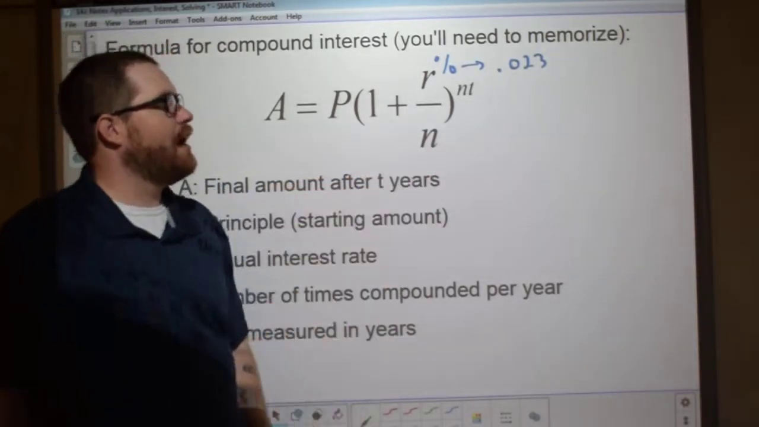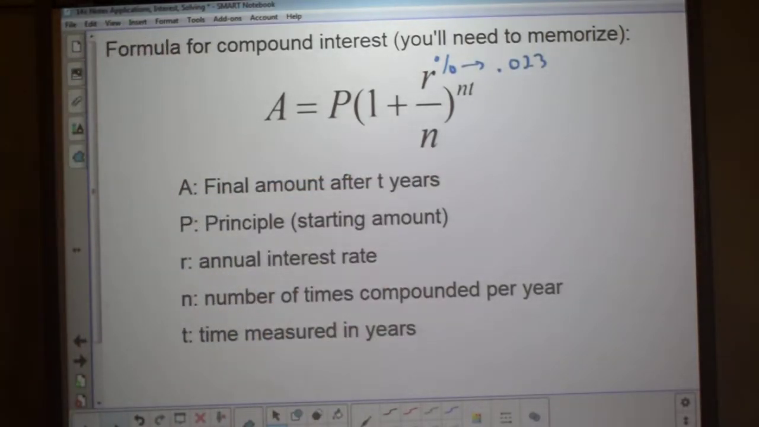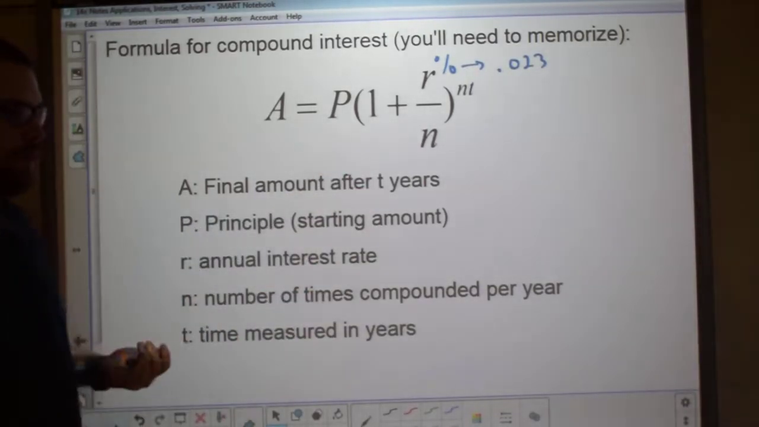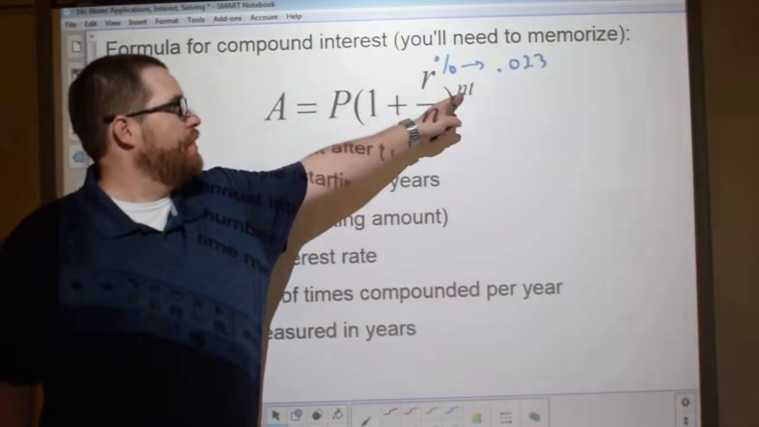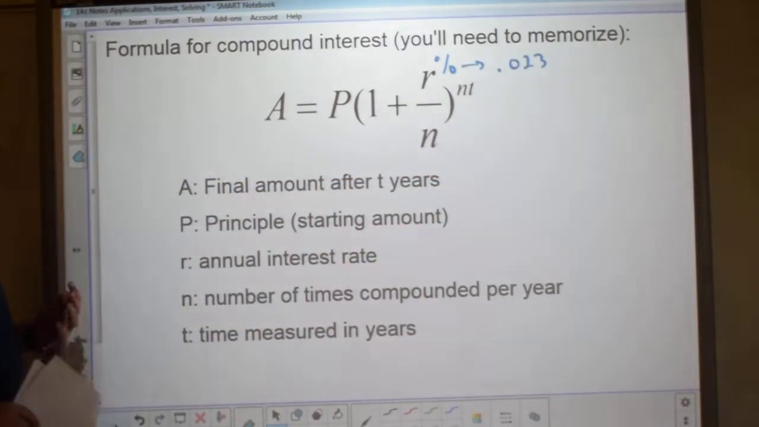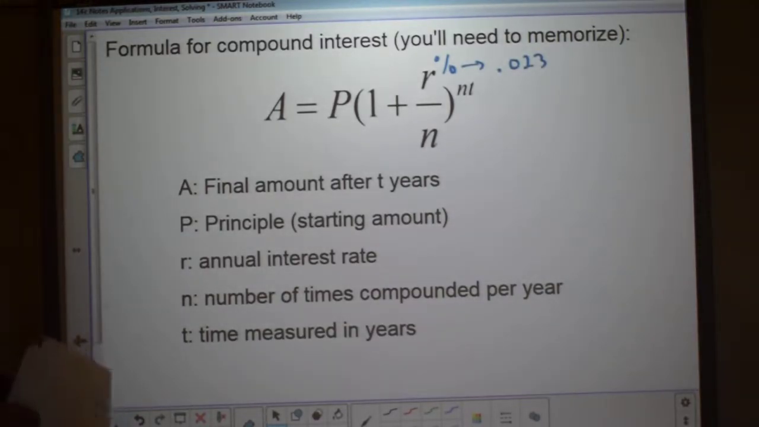N is the number of times it's compounded. So if it's compounded quarterly, N would be 4. If it's compounded monthly, N would be 12. And then T is the amount of time in years. Remember, T is measured in years because interest is calculated in years.